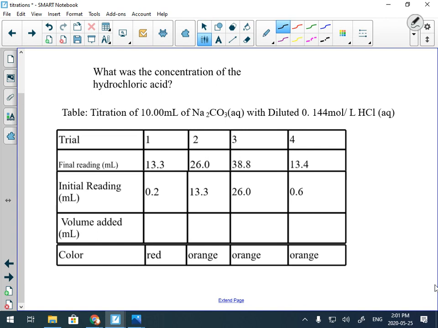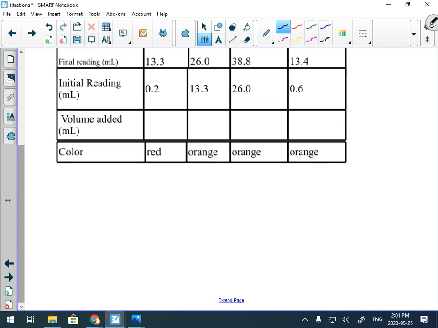Okay, just a real quick example of how you can do a titration math. I know the other video cut out. I'm so sorry about that. So the first thing we should do is write down the reaction. In the previous video, I already filled out the table, so I'm going to do that as well. 13.3, subtract 0.2, and of course that didn't save.